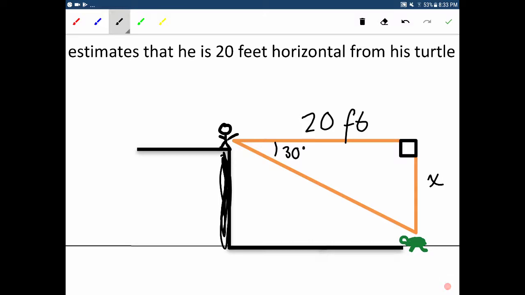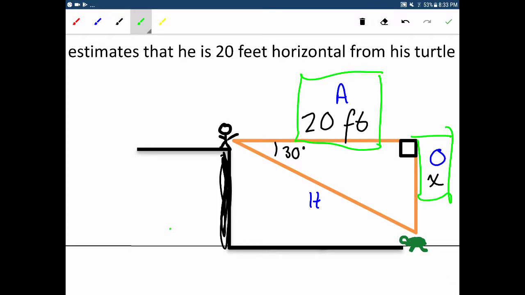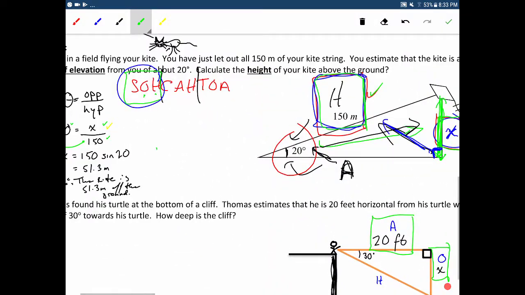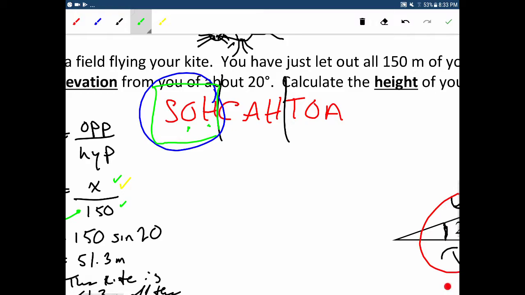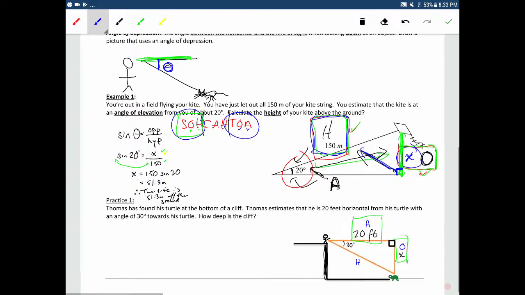Okay. So now we label H. I like to label H first. It's the longest side, across from the 90 degrees. Now I like to label adjacent. You can label the opposite first, it doesn't make a difference. But adjacent is touching the angle. So it's that one. X is our opposite. And then we just say, which two are we dealing with? Well, we have A, and we're looking for O. So we want O and A. I'm actually going to jump up to the last question because I don't want to have to write out SOHCAHTOA every single time. Which one has O and A? Well, there's the O, there's the A. So we want tan in this case.